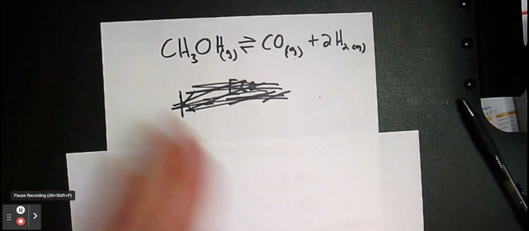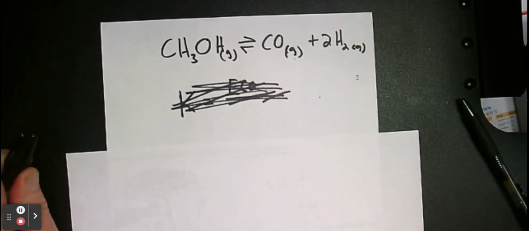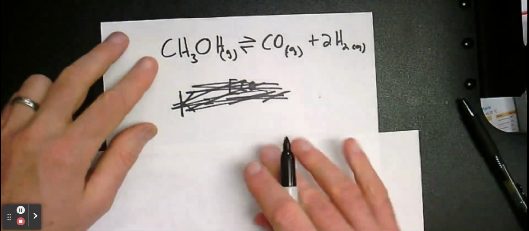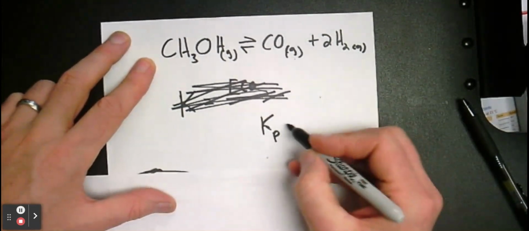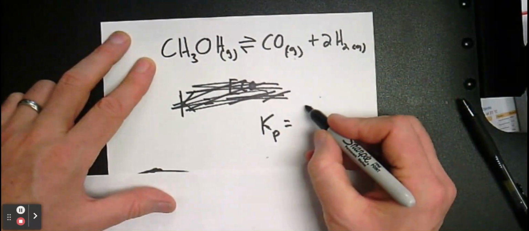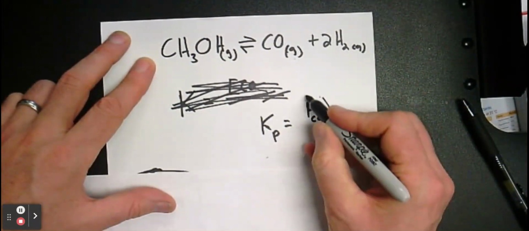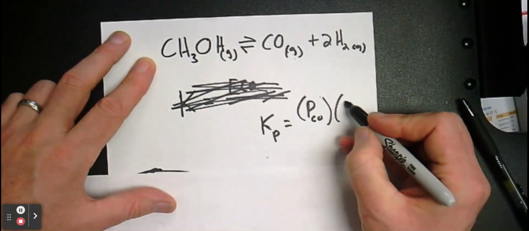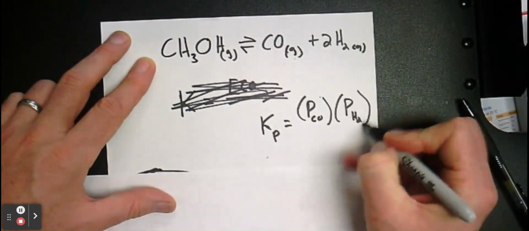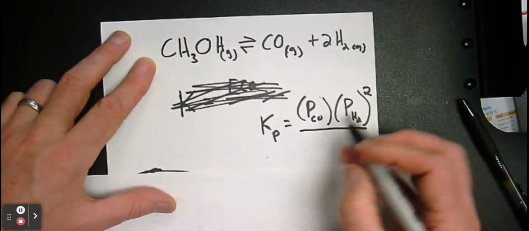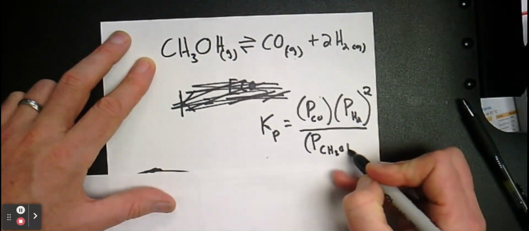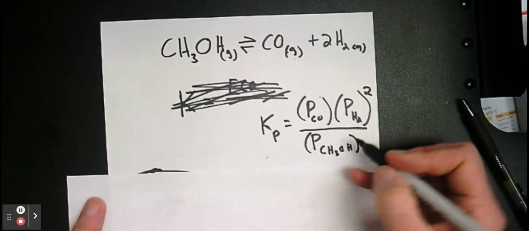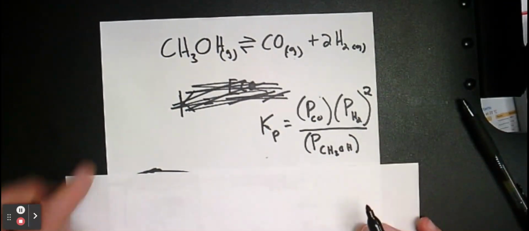Now, let's go over some problems. What's the expression of this? Let's do it as pressure. So Kp is, here are my products: the partial pressure of CO times the partial pressure of H2 raised to the second, all over the partial pressure of methanol. And that's the equilibrium expression.